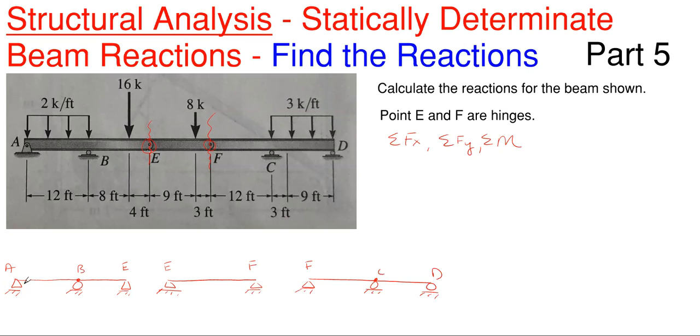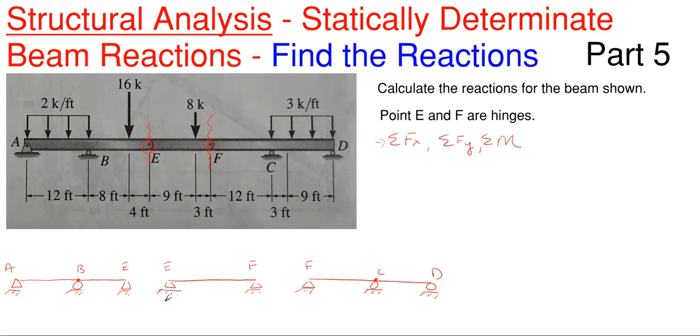So looking at the left side here, we have a pin, a roller, and a pin. Can we solve for anything using our 3 unknown equations here? Not really. But what about the right side? Same situation there. Too many Y forces going on. Too many. So look at the middle here.